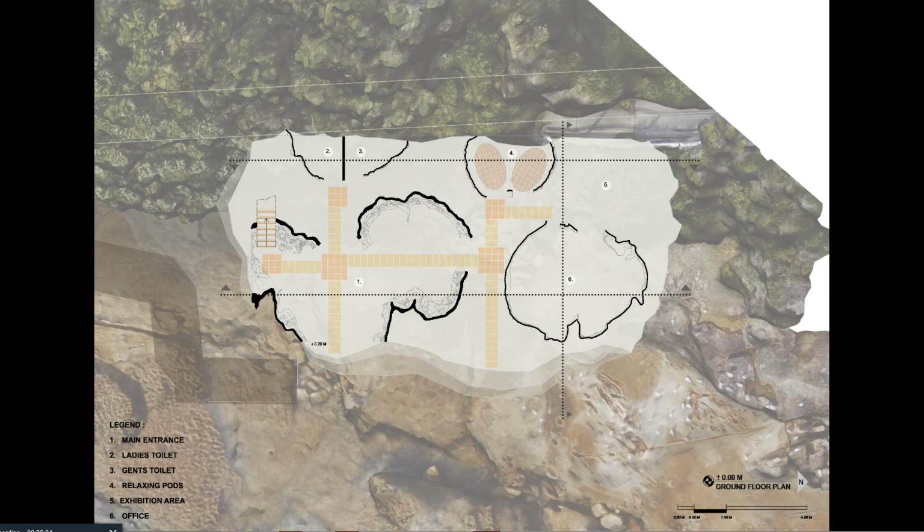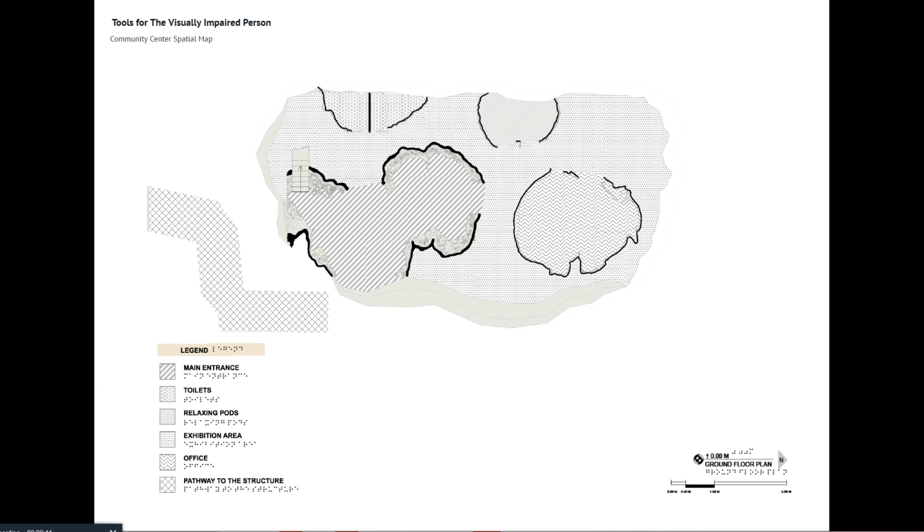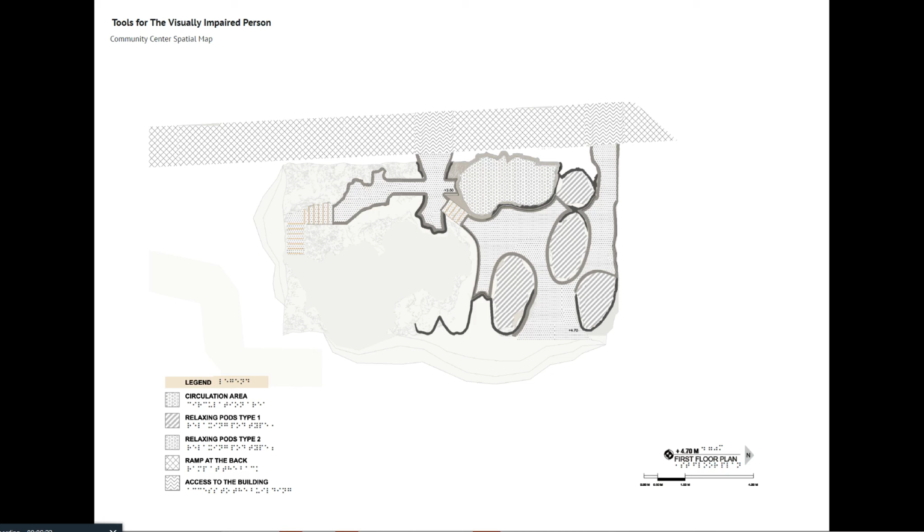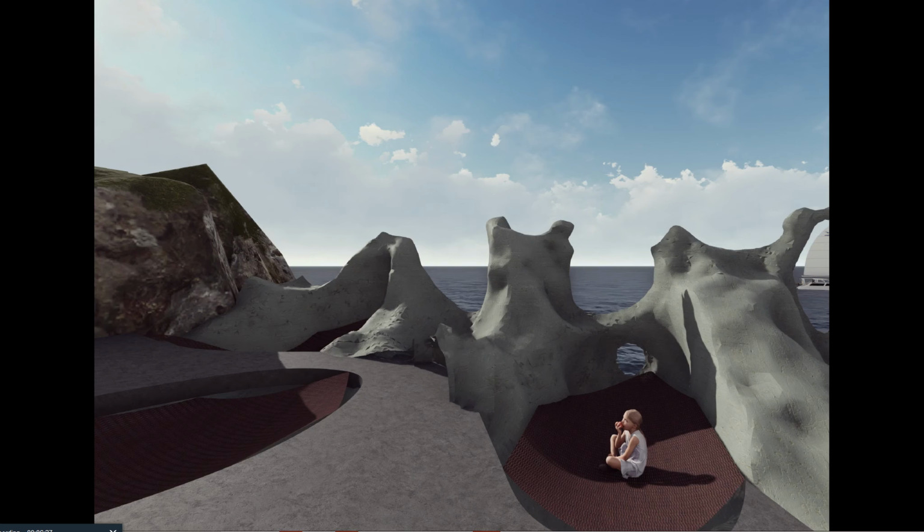This is the ground floor plan with the tactile tiles guiding the visually impaired throughout the structure. This is the spatial map of the ground floor plan. This is the first floor plan with the tactile tiles and railings on the edge. This is the spatial plan of the first floor plan. Further are the sections where you can see how people interact with the walls, ceilings, floors of the community center.